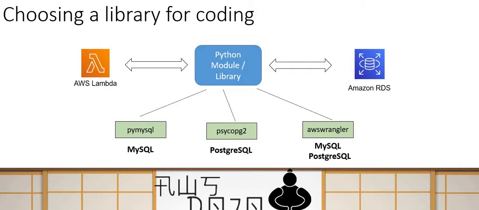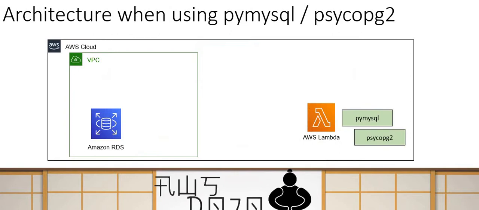Roughly, you choose your Python library depending on what database engine you are working with. I'm not saying these are the only libraries available. There are, of course, things beyond these, but these are the most popular libraries people use when doing Python-based programming to talk to RDS engines, or more generically, when people want to talk to MySQL or PostgreSQL instances. So the first choice is about the library, and then the architecture depends on what library you choose.